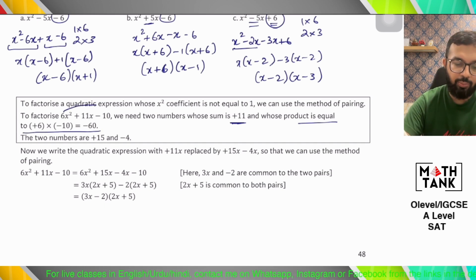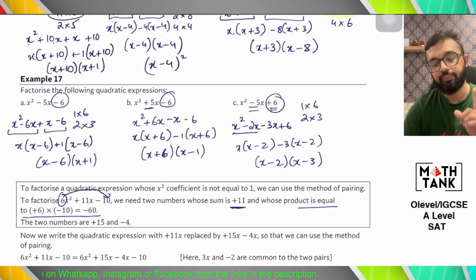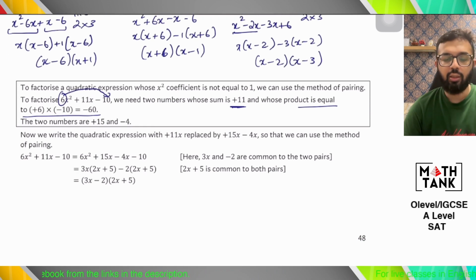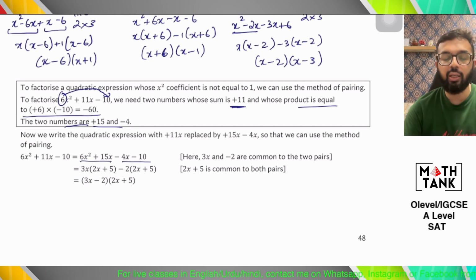Which means that you must now also consider this. So far in all the questions, you already had 1x squared. Now you have 6x squared. So that's what you need to consider. Now the two products are 15 and minus 4. They've come up with the factors 15 and minus 4, and then they've done factorizing by pairing. Let's see how we are going to do that.